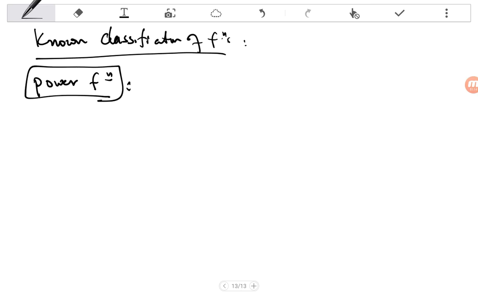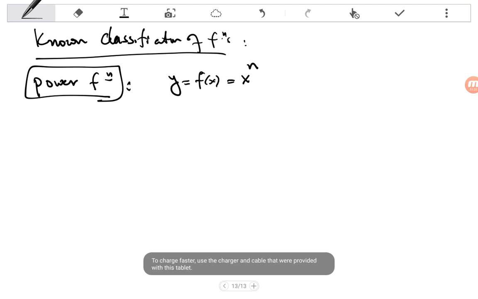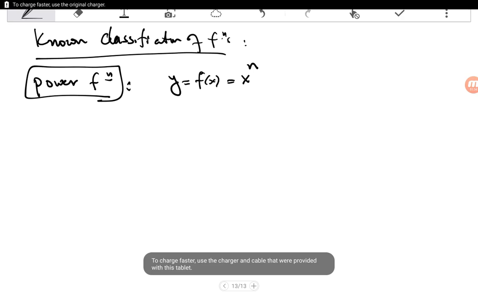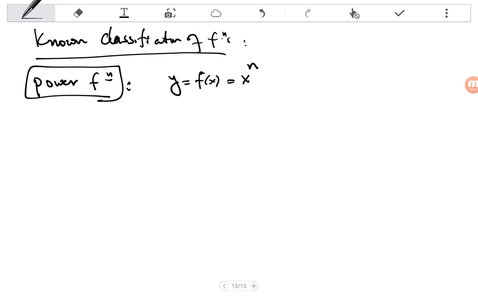What is a power function? A power function is expressed like this: y is equal to f of x, which is x power n. So the function that is expressed as x power n is called a power function.